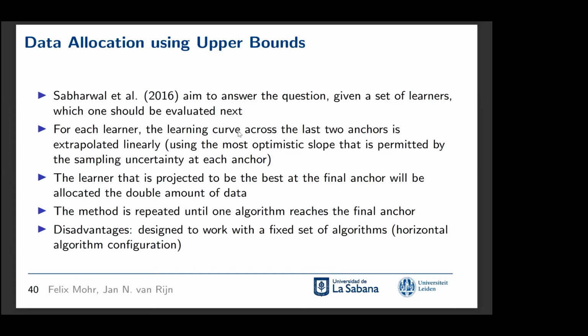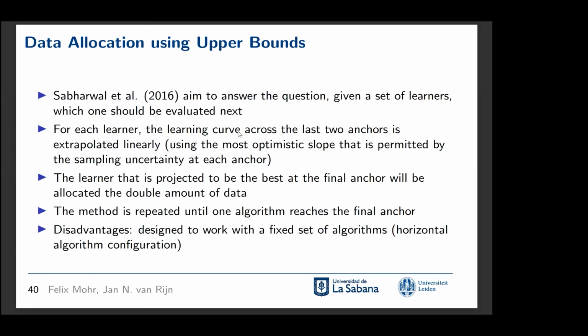Actually, what Sabrawal et al. do is look at this most optimistic extrapolation, and then the curve that, at the sample size of our current data set, shows the best potential performance. This is the one that we're going to allocate more data to, and they continue with this until a certain curve or a certain learner has obtained this final amount of data.